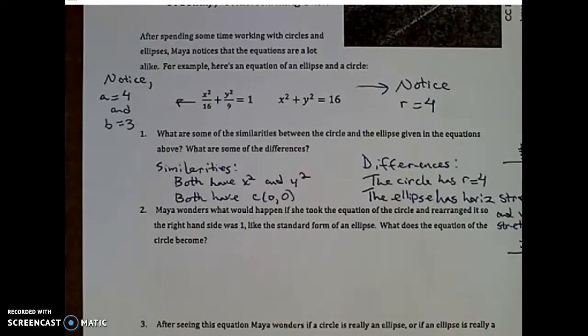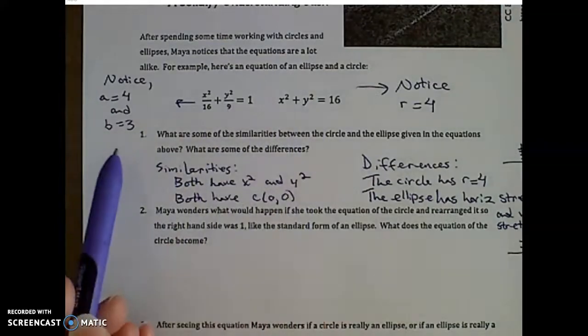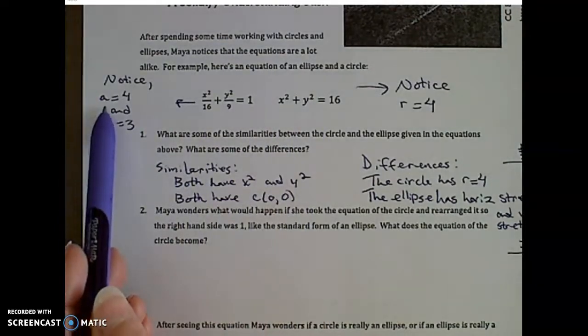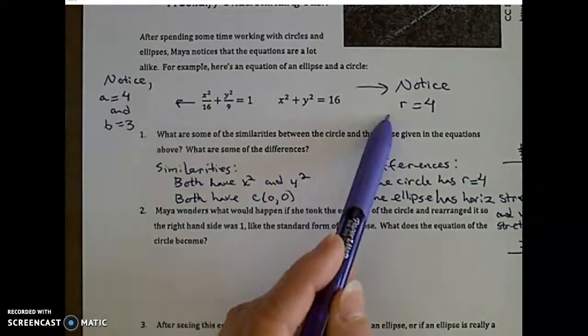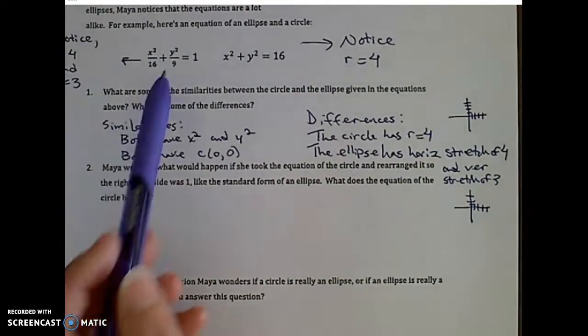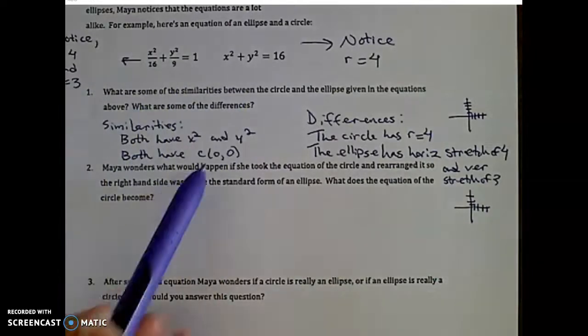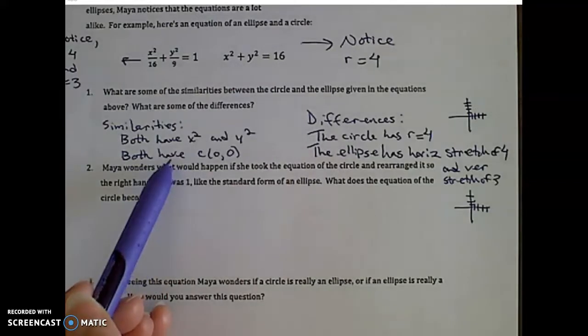Okay, when you come back to us, if you look at these two equations for an ellipse and a circle, notice in this ellipse, your A, the horizontal movement, is 4, and B, the vertical movement, is 3, whereas in your circle, the radius is equal to 4. For similarities, you might have said they both have an x squared and a y squared. They both have centers at 0, 0, or some other similarities.